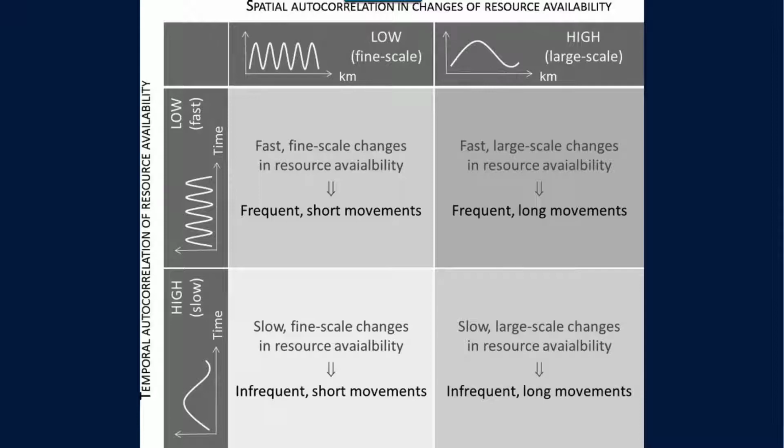In the upper right-hand corner, we see that there are frequent longer movements when there is fast large-scale changes in the resource availability. And along the bottom, we see there's somewhat the opposite, infrequent movements of the organism when there's slow fine-scale changes, and infrequent movements of organisms and longer movements when there's large-scale changes. So the changes in resource availability is going to have a large impact on the scale of movement as well.